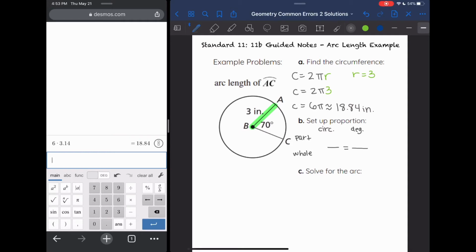So the part of the circumference is what we are looking for. We're looking for that arc length. But we know that the whole circumference, as we just found, is 18.84 inches. We'll do the same thing with the degrees. We know the part of the degrees is 70, while the whole degree measure around the circle would be 360. We now have a proportion set up so that we can find the arc length of arc AC.